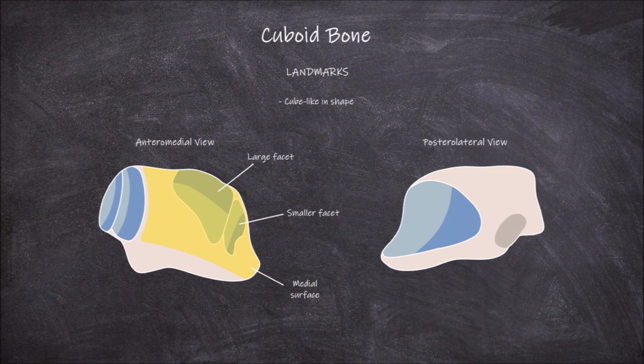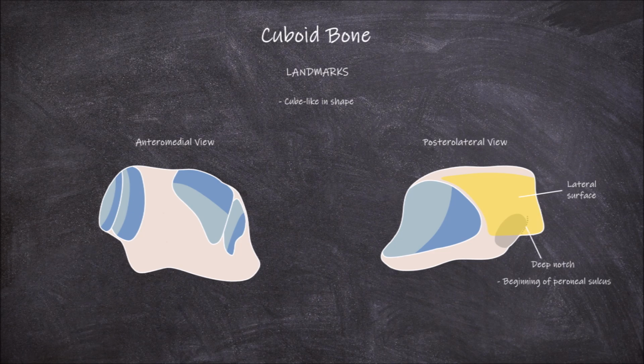The fourth surface is the lateral surface. This surface has a deep notch in it from the beginning of the peroneal sulcus that goes on to run along the plantar surface of this bone. The fifth surface is the posterior surface, also known as the proximal surface. This surface has a large, smooth facet on it for articulation with the calcaneus bone. The medial plantar area of this surface extends outwards proximally to form a process.